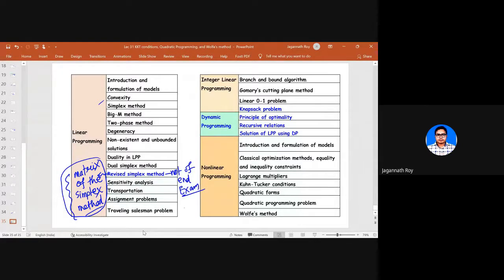The only thing that we have so far: these are linear combinations we have discussed. Then for integer programming, we have discussed all these methods. And then we have discussed the linear programming problems, all the classical methods, and we have revised all of them. Then the Lagrangian multiplier method, Kuhn-Tucker conditions, quadratic forms. Just to recall, the quadratic programming structure that we have discussed, and today we have discussed Wolfe's method. The only remaining thing is this one.